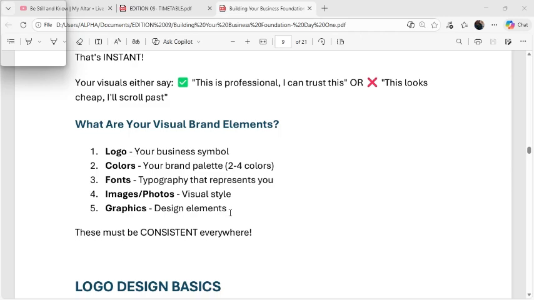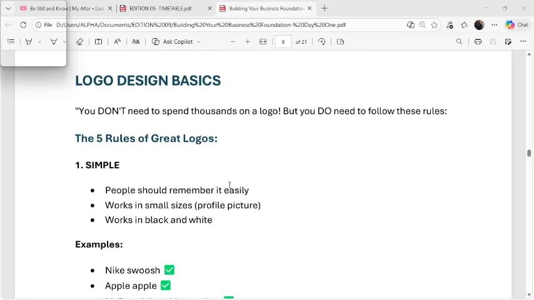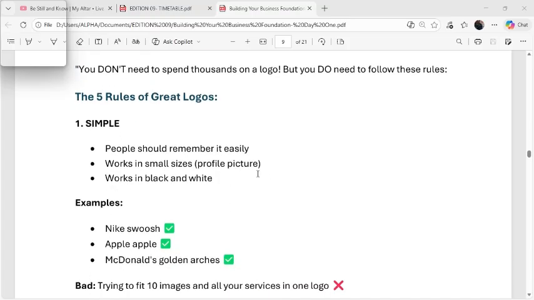Let's look at this. 1, it needs to be simple. People should remember it easily. And it should work in small sizes, profile pictures, and be usable as your letterhead, on business cards, on any document. And then it needs to also work in black and white. We are going to print this on white paper, so it needs to be visible there. Imagine you've got a logo, but it is not visible once you put it on white paper or on black paper. So the colors you choose for your logo are very important.